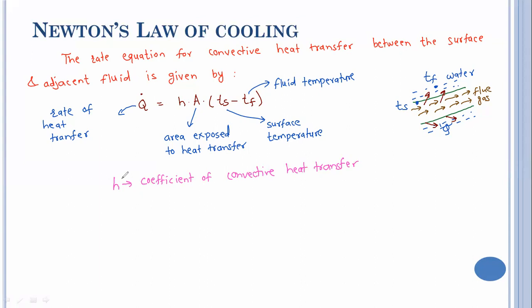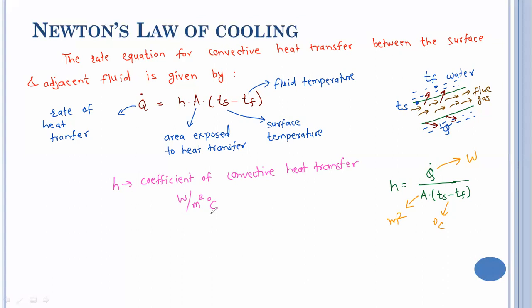What will be the unit of H if you find out? It will be watt per meter square degree Celsius. See, if you calculate H from this, it will be Q dot divided by A into (Ts minus Tf). Now check the unit. The unit will be watt, here it is meter square, and this is the temperature difference in degree Celsius. So watt per meter square degree Celsius. So this is the statement for Newton's law of cooling.